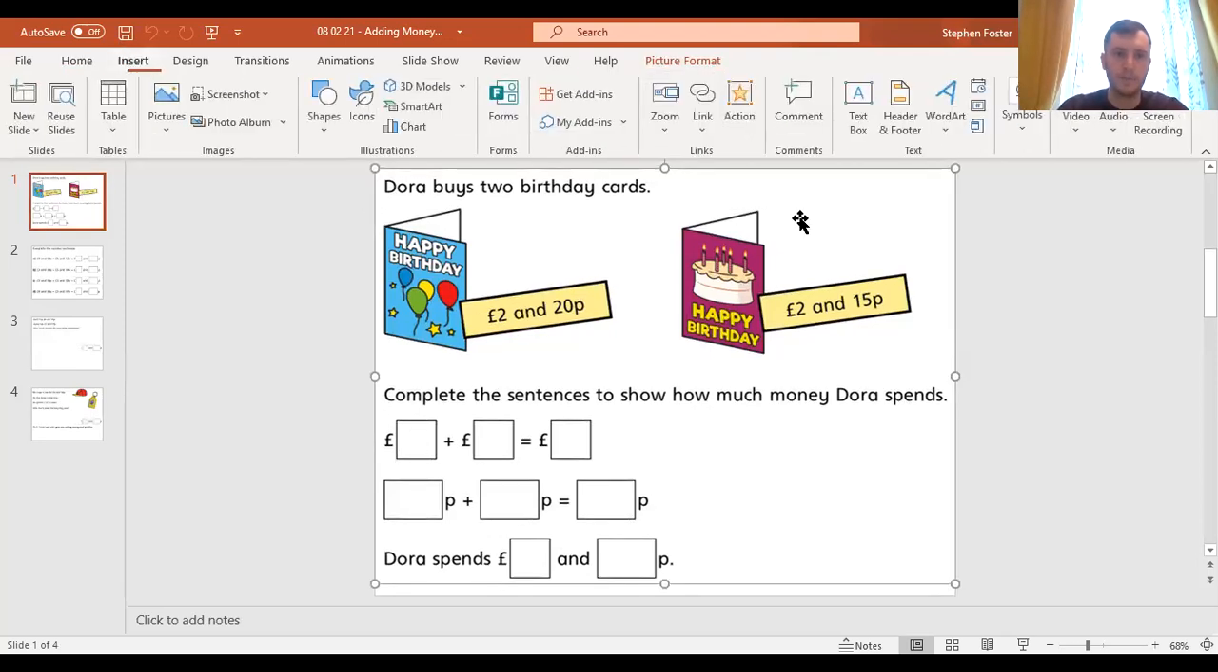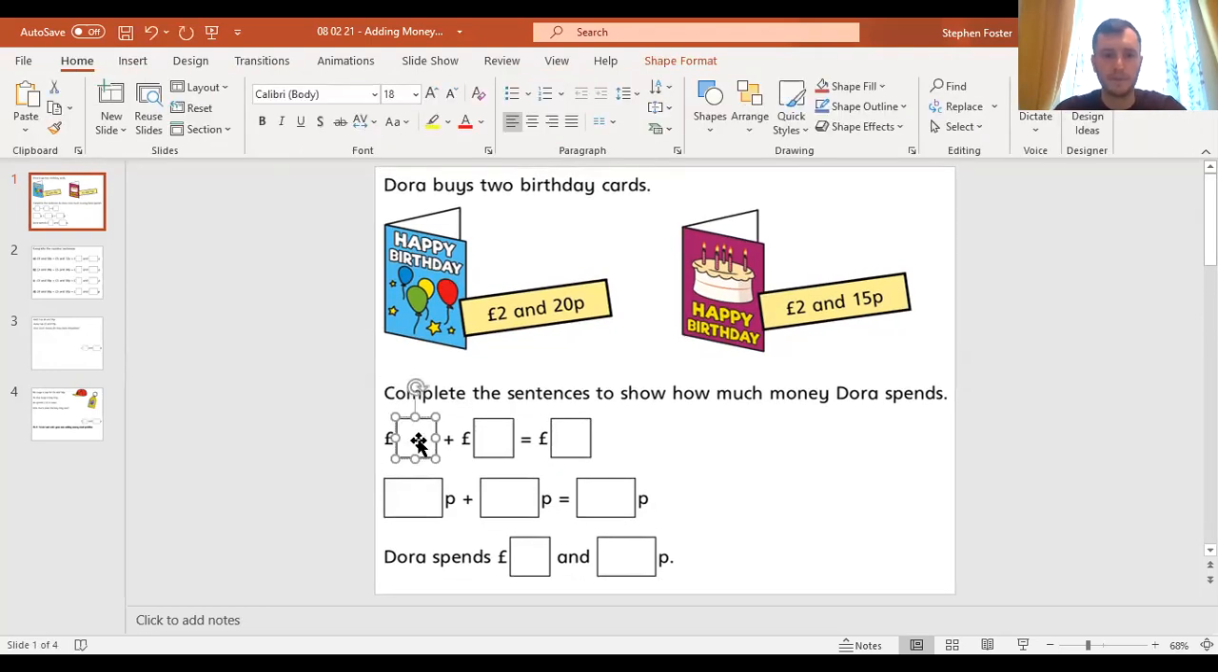I need to put the boxes in. Bear with me one moment. There we go. So the first card was £2.20. So there's £2 in there. And the other card was £2.15. So I'm just focusing on the pounds. £2 plus £2 would be £4. So I've added my pounds together. And in this box, it's going to be equal to 4.